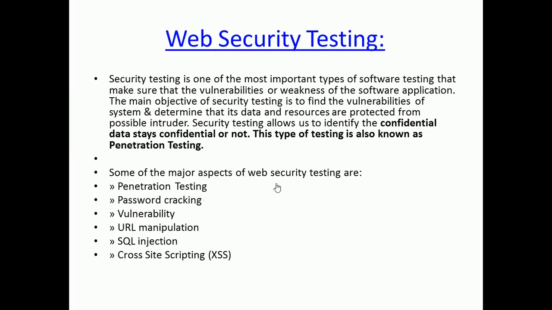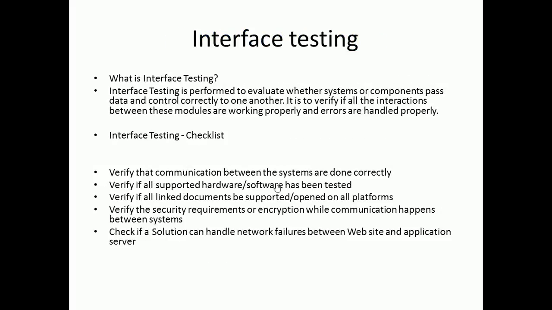Web security testing. Security testing is one of the most important types of software testing that makes sure of the vulnerabilities or weaknesses of the software application. The major objective of security testing is to find the vulnerabilities of the system and determine that the data and resources are protected from possible intruders. Security testing allows us to identify whether confidential data stays confidential or not. This type of testing is also known as penetration testing. Some of the major aspects of web security testing: password cracking, vulnerability, URL manipulation, SQL injection, cross-site scripting, and so on.